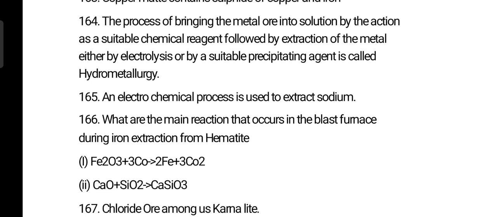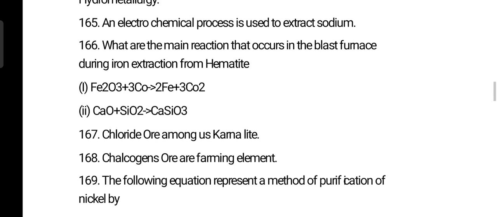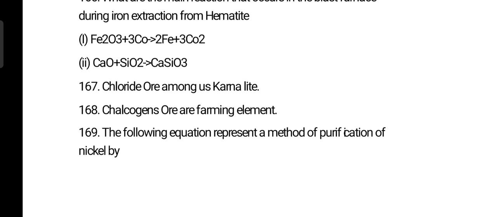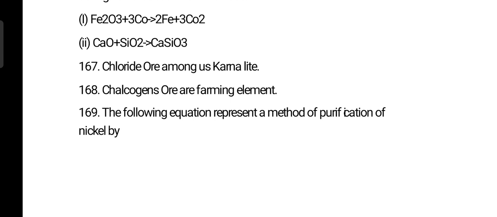An electrochemical process is used to extract sodium. What are the main reactions that occur in the blast furnace during iron extraction from hematite? Fe2O3 plus 3CO gives 2Fe plus 3CO2. CaO plus SiO2 gives CaSiO3.